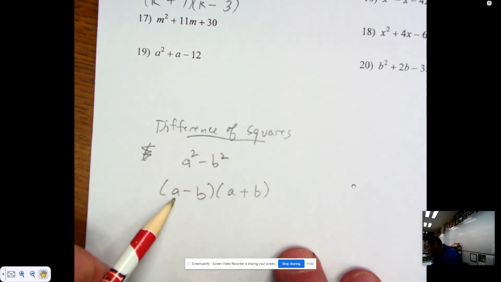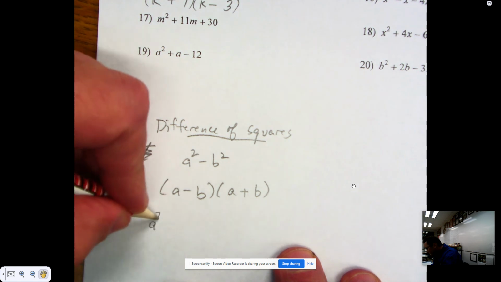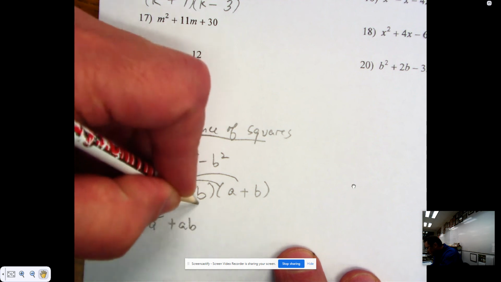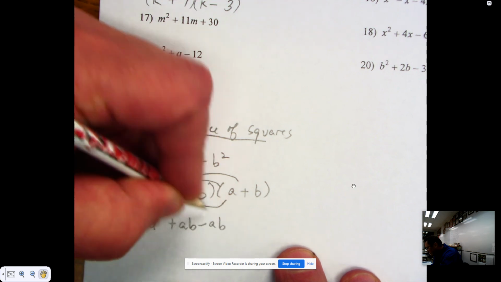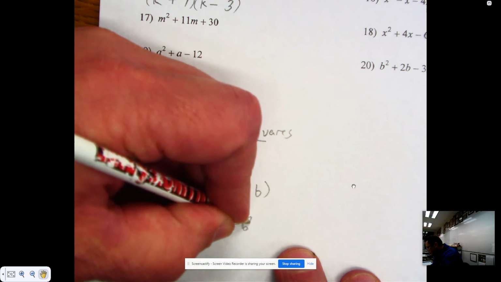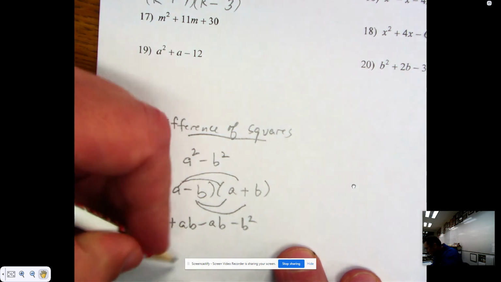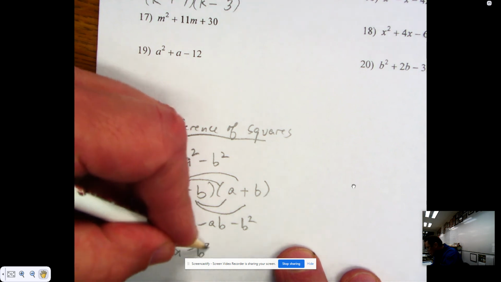See, if I did FOIL this, I would have a squared plus ab minus ab minus b squared. And so you can see that the plus ab and the minus ab would go away. And so you have a squared minus b squared.